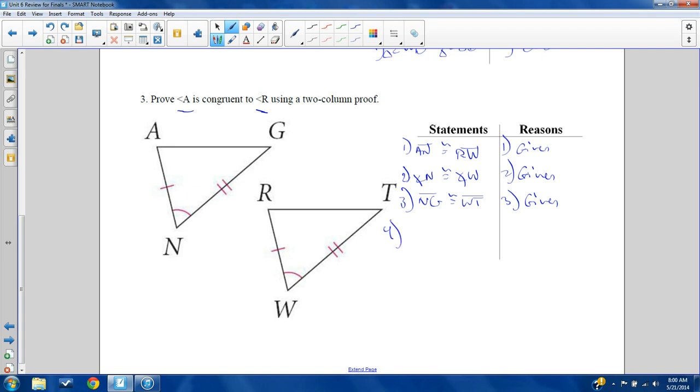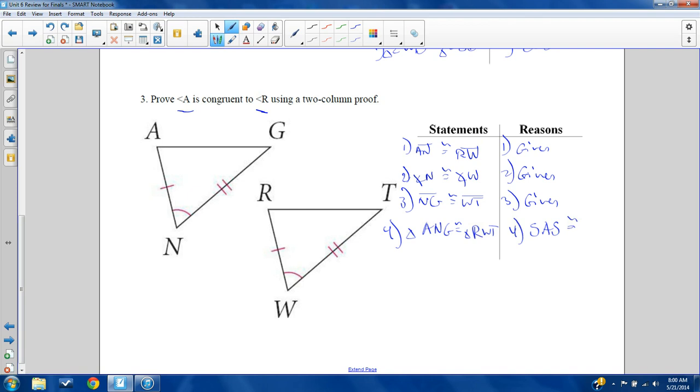Now, this statement's still important. This statement's actually super important for the rest of it, because you have to correspond parts properly in order to make your other statements make sense. So I'm going to put triangle ANG, should have put NAG, is congruent to triangle, if A and G is here, as long as this is drawn the same way, I'm good, RWT. Because of side, angle, side, congruency conjecture.